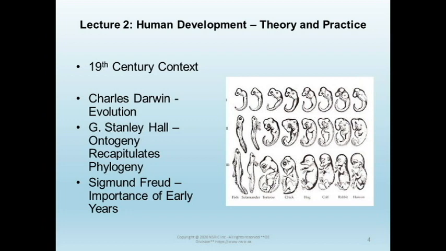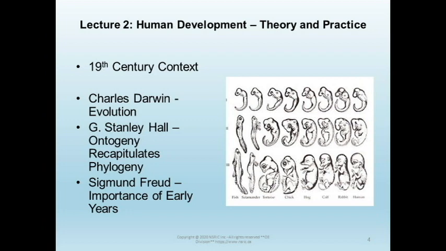And while G. Stanley Hall's application of the idea of ontogeny recapitulates phylogeny may have been based on an outdated understanding of development, his work and research on child and adolescent development played a significant role in laying the foundation for the field of developmental psychology. And by studying the various stages of human development, Hall sought to uncover insights into the complex interplay between biological, psychological, and societal factors that shape individuals throughout their lives.